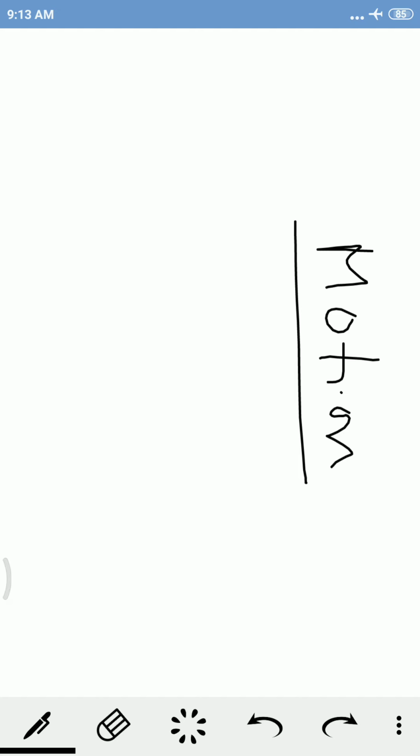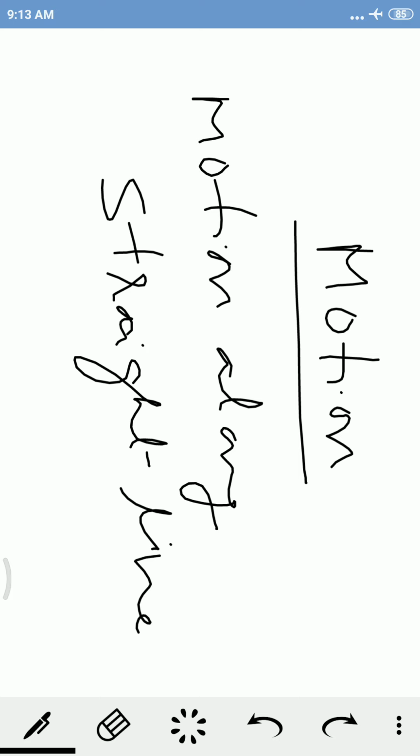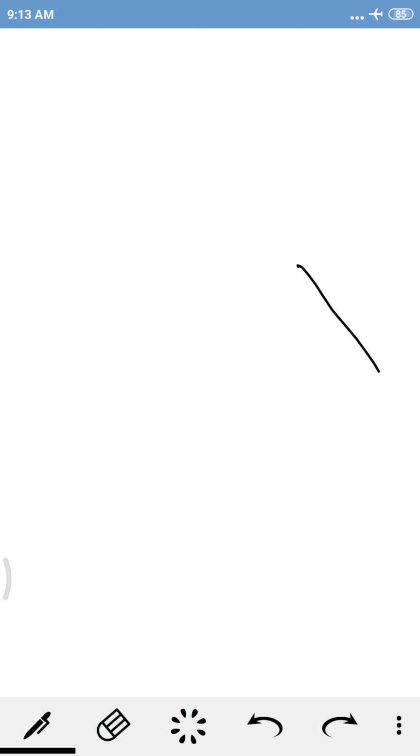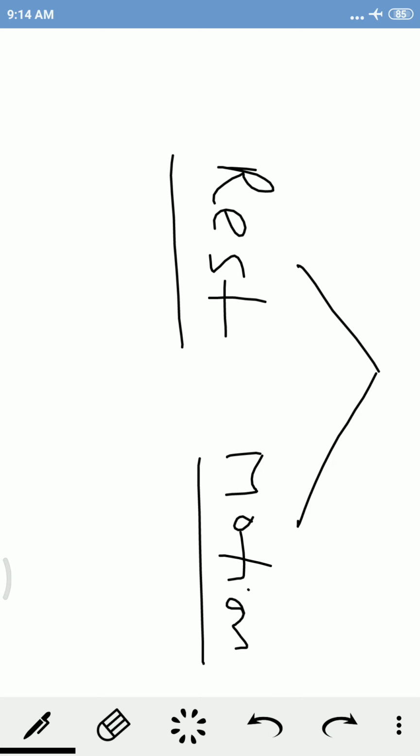Hello everyone. Today in this video I am going to discuss motion and motion along a straight line. So first of all, when you look around you, you find that objects are either in a state of rest or in a state of motion. Now, how do we know that these objects are in motion?